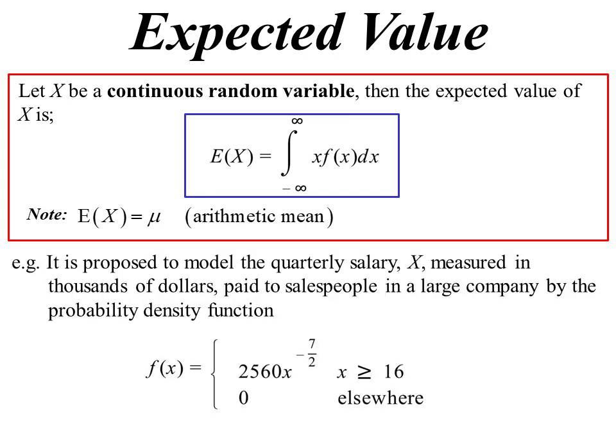Here is our probability density function. This particular one is just for x greater than or equal to 16. Now we're going to model the quarterly salary, measured in thousands of dollars, of salespeople in this company. First of all, we'll look at the median, and we saw how to do that in the previous one, and the mean. We describe our distribution.